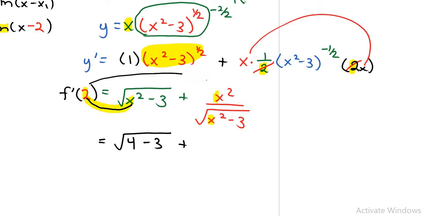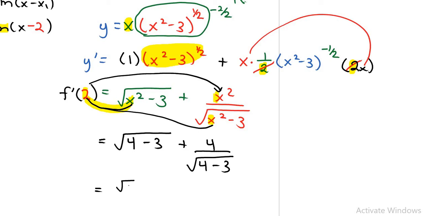If I plug in 2 over here, 2 squared would be 4 divided by the square root of, if I plug in 2 over here, 2 squared is once again 4 minus 3. And we do actually get a nice expression that kind of works out here. This will be 1 plus 4, which equals 5.